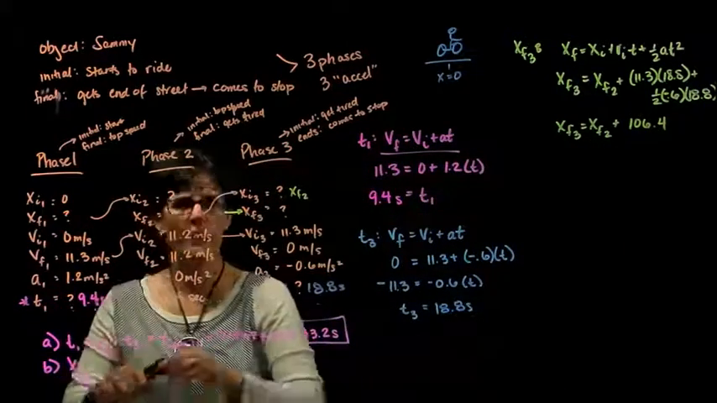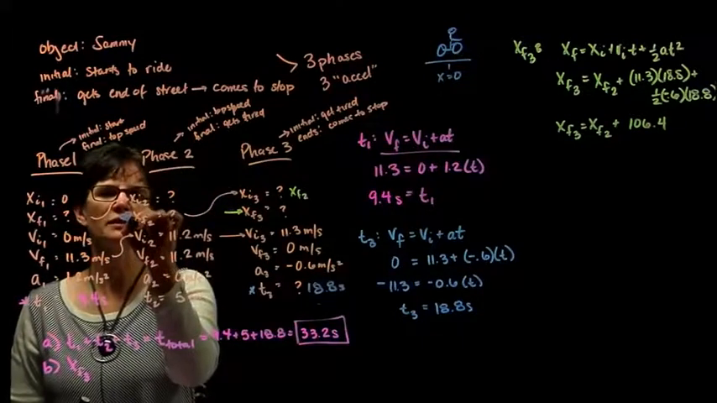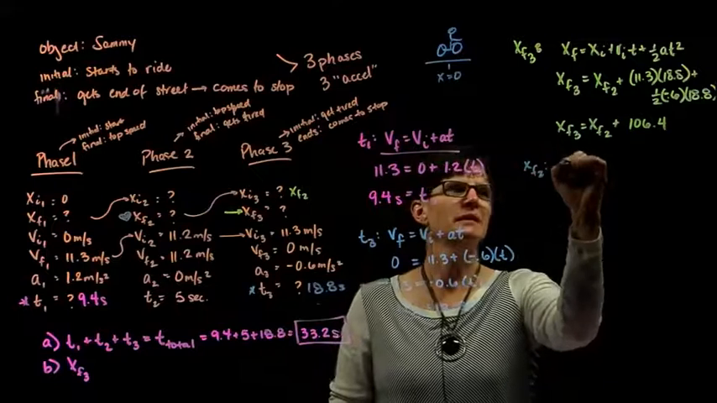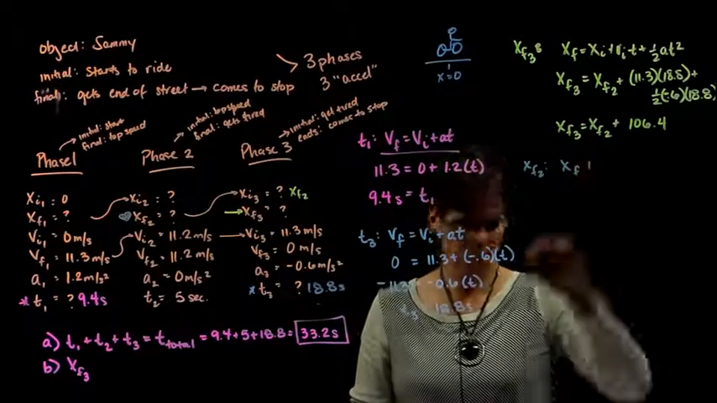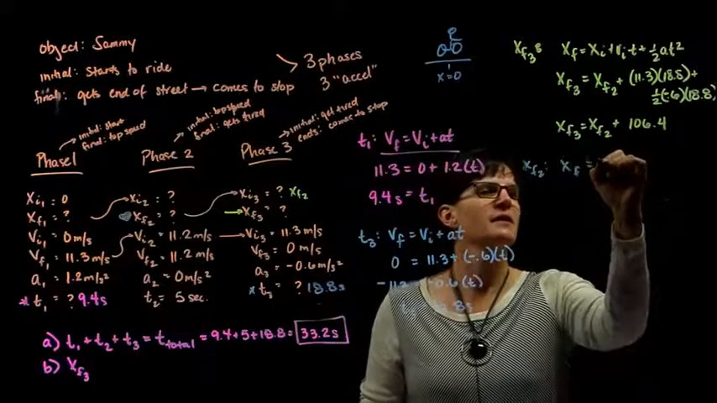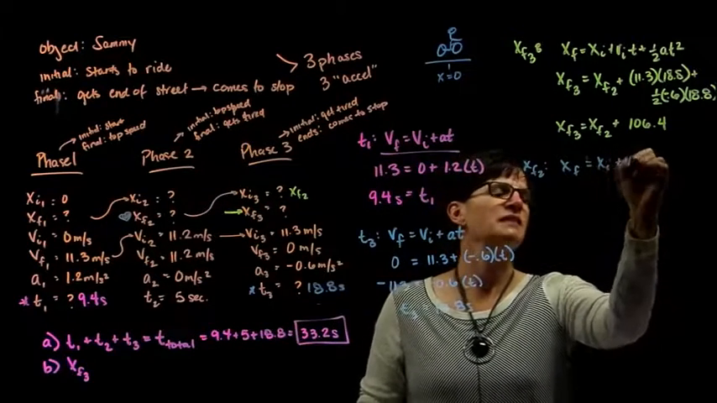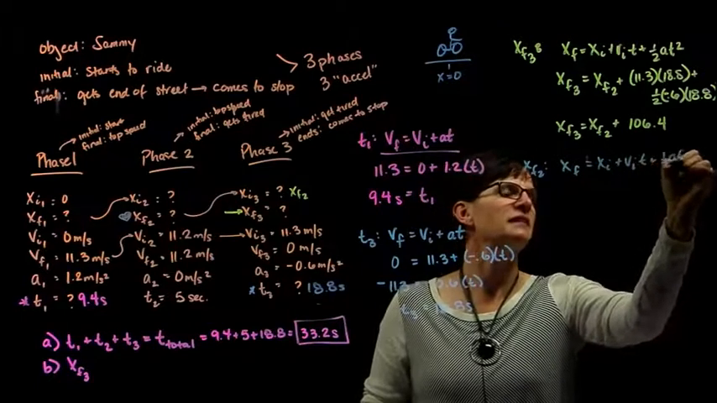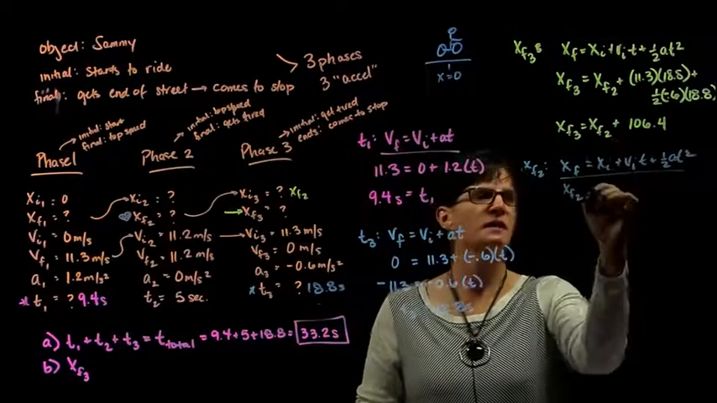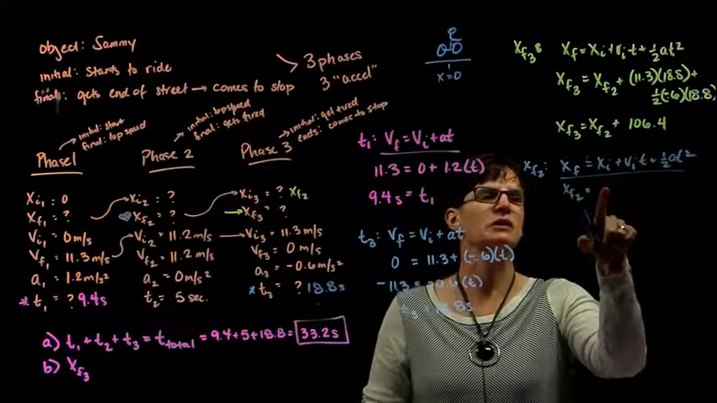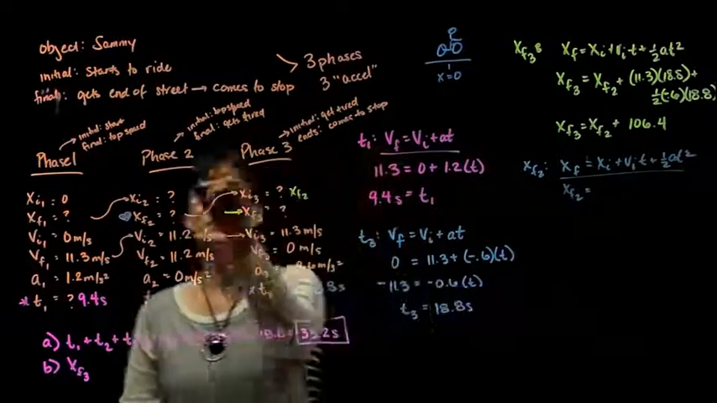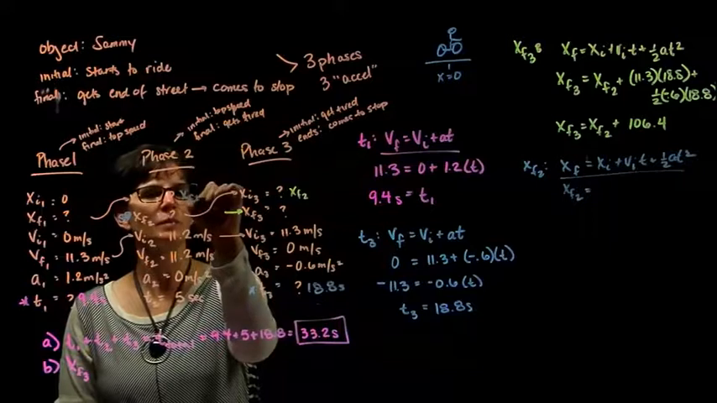Okay, well, we can do that. Let's go after x final 2. So x final 2. Often my go-to is this more powerful equation: x initial plus v initial t plus 1/2 a t squared. So what does that leave me? I have x final 2, which is what I want, equals x initial 2, which I don't know. But I do know that x initial 2 is x final 1.